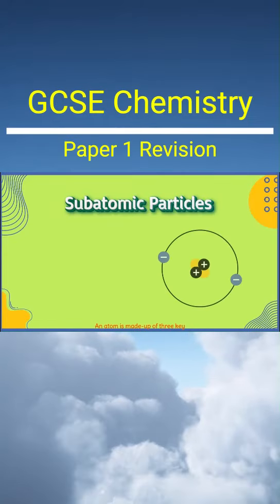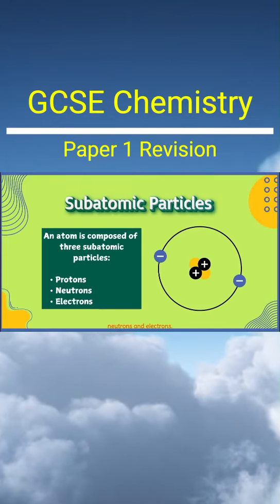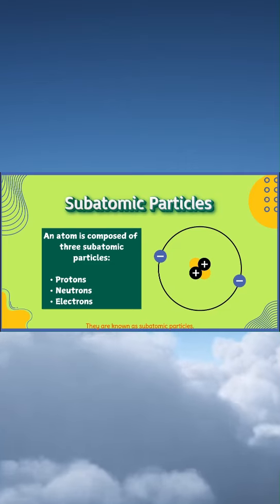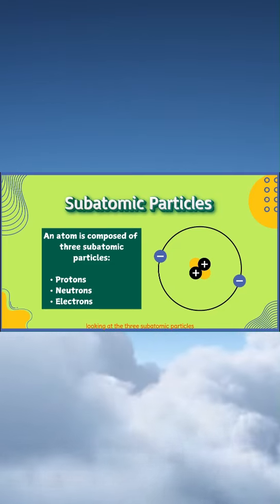An atom is made up of three key particles: protons, neutrons, and electrons. They are known as subatomic particles. Let's break that down a bit more by looking at the three subatomic particles individually.